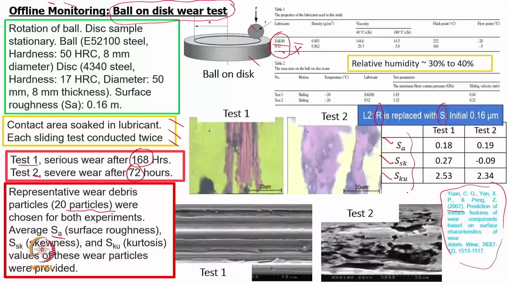So all these values are from a 3D surface profilometer, it's not from 2D. Initially they use a surface roughness mean value of 0.16, and it has gone to 0.18, 0.19. But again, this surface roughness is not giving a very good overall comparison.